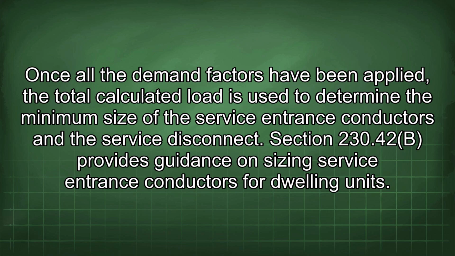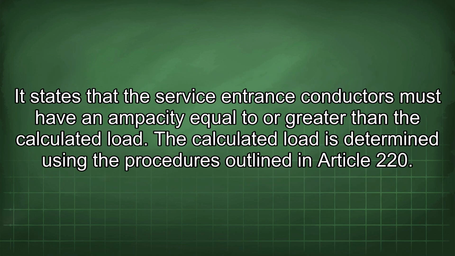Section 230.42b provides guidance on sizing service entrance conductors for dwelling units. It states that the service entrance conductors must have an ampacity equal to or greater than the calculated load. The calculated load is determined using the procedures outlined in Article 220.